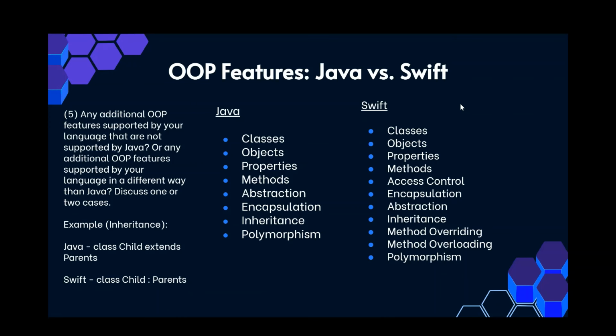An example where they differ in object-oriented programming features is under inheritance. For Java, the code would be class child extends parent if the child is trying to access the parent, whereas for Swift, the code would be class child colon parent.